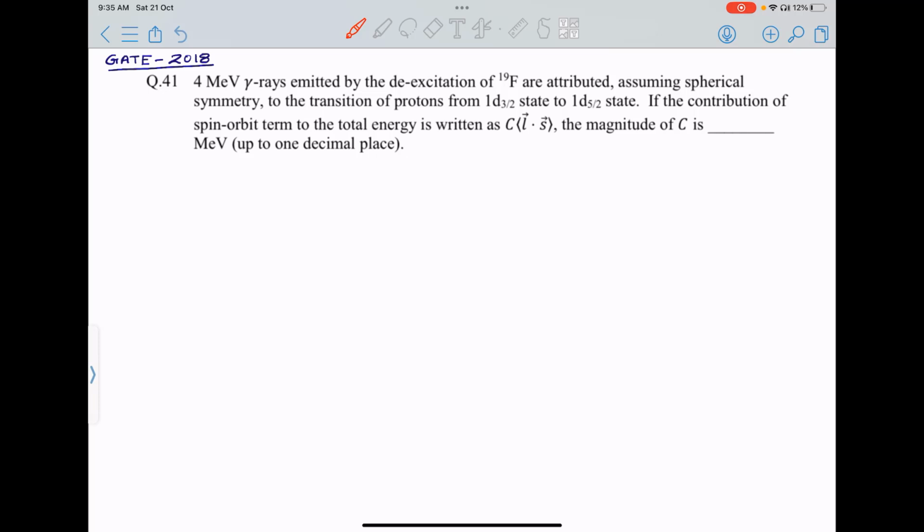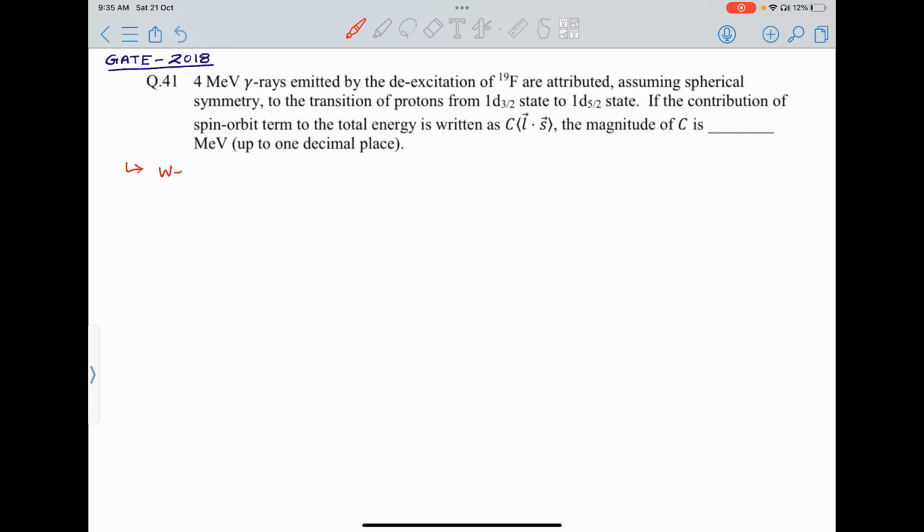The question states: 4 MeV gamma rays emitted by the de-excitation of 19F are attributed, assuming spherical symmetry, to the transition of protons from 1d 3/2 state to 1d 5/2 state. If the contribution of spin orbit term to the total energy is written as C times expectation value of L dot S, the magnitude of C is dash MeV. So let us solve the question.